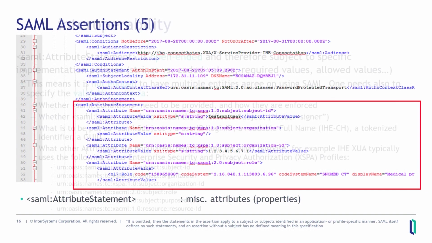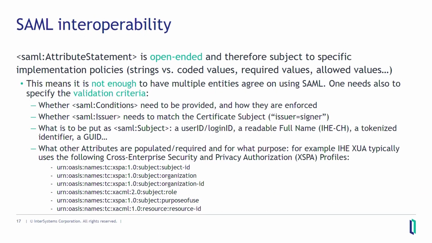And I'm going to go into details a little bit here just to explain. So this part of the SAML assertion definition is open-ended, and it's subject to different implementation policies. It can contain string values, coded values, and your organization may decide that some are required, some other are optional, some are allowed, others are not allowed. And all of this means that whenever you decide to implement anything that uses SAML, you actually need to define what is going to be in it. It's just not enough to say, oh, we're going to exchange SAML and that's it.